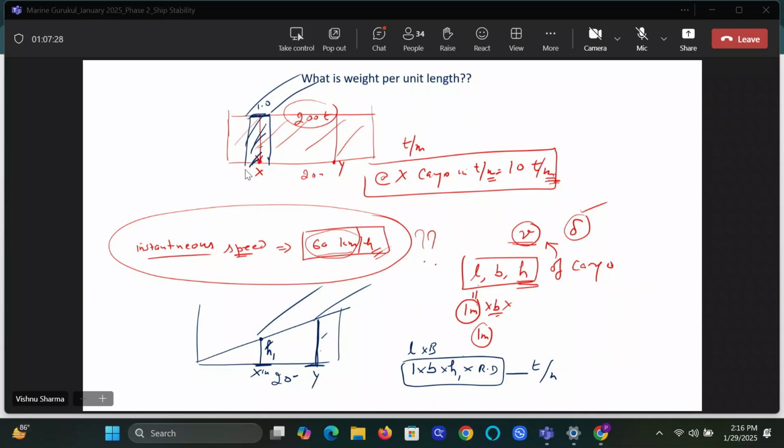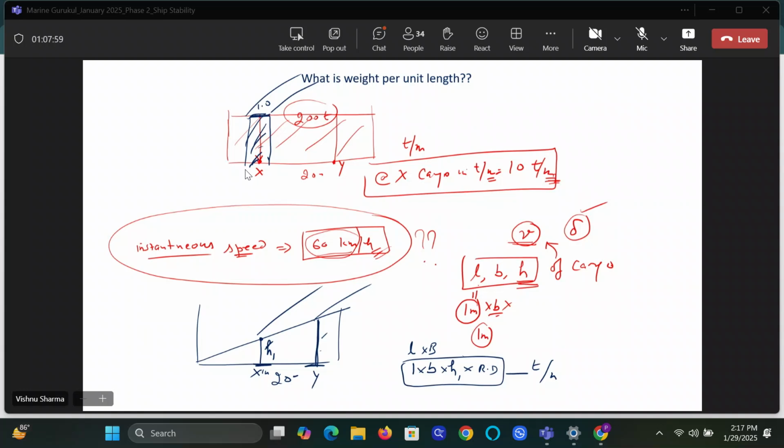Understood, class? Sir, if we take Y along the Y side of the hold, where will it become L? Like, let's say the slope of the cargo: at one point it's X, and at another it's Y. Let's assume the height of cargo at Y equals h2. Then will it become L into b into h2 into RD? Yes, that will be the weight of the cargo per meter at Y. Yes, correct. You're right.